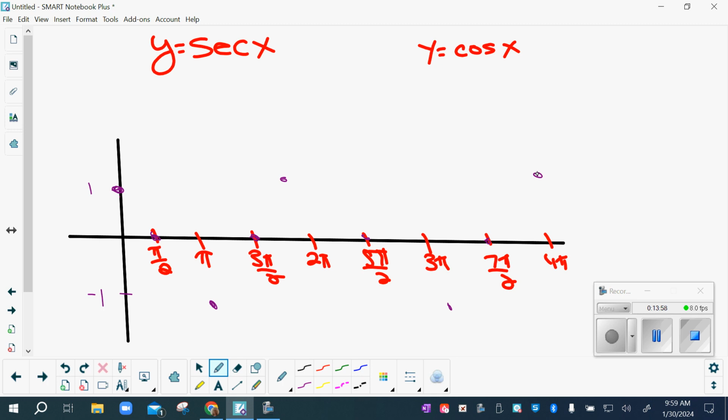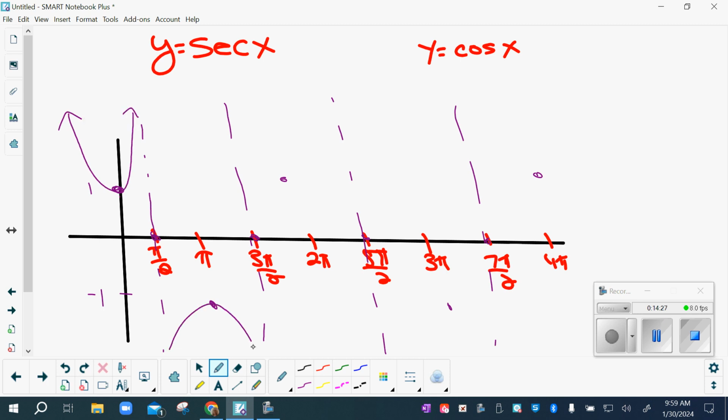Now, Talia, here's what happened. When we did sine, the lava lines were on the whole numbers: 0, 1 pi, 2 pi. Does that make sense? But on secant, they shift over to the halves. So asymptote, asymptote, asymptote, asymptote. And now you've got your little kiss points, your little reflections. So there's 1. There's 2.